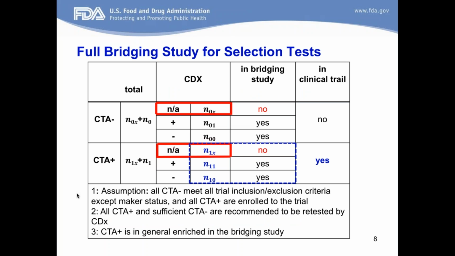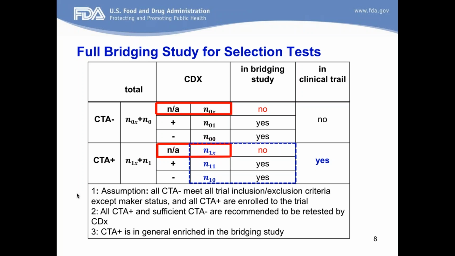So I'm going to talk about the full bridging study, because I used the selection test as an example in my talk. Again, what is a selection test? For this type of trial, typically only marker positive patients are enrolled. If you look at the right column in the clinical trial, I only highlighted that if patients are CTA positive, they will be enrolled. But if they are CTA negative, those patients are not enrolled.